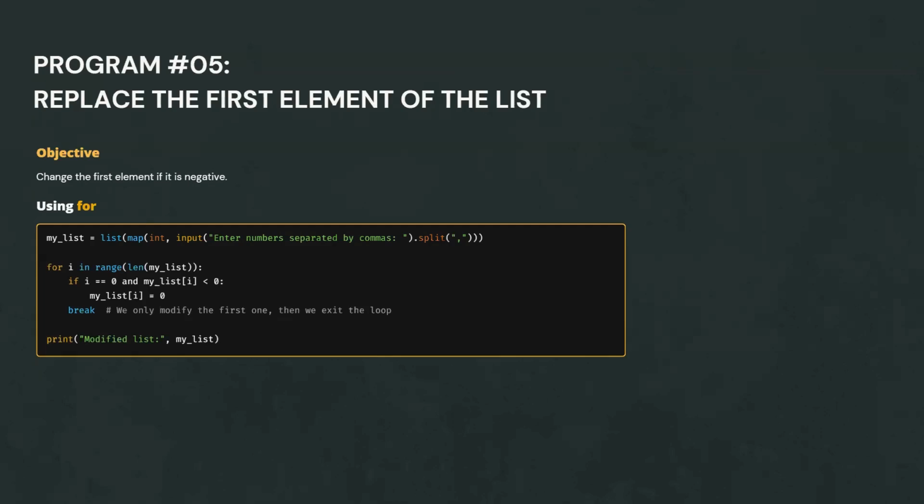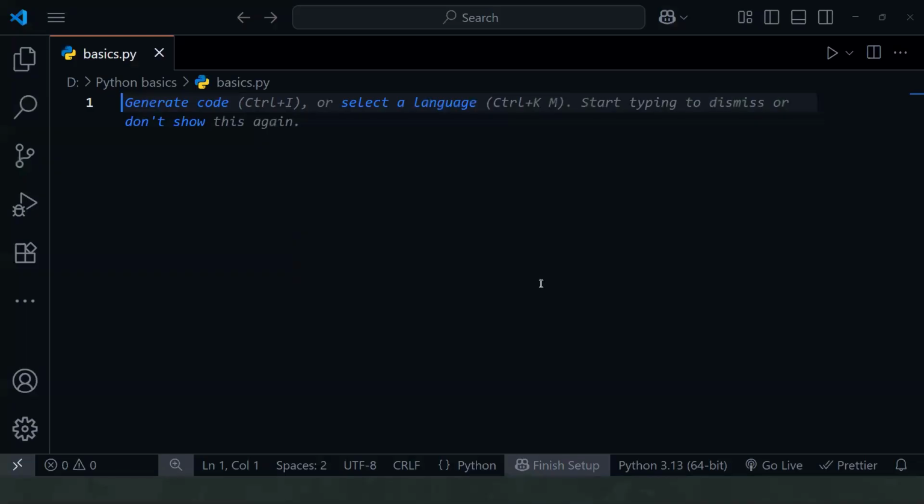So step 1 is to take the numbers from the user, step 2, if the first number is negative, replace it with 0, and step 3, you will print the modified list. Sounds easy, right? But the way we write it matters a lot. Let's first do it without map. Okay, first let's take the input from the user.